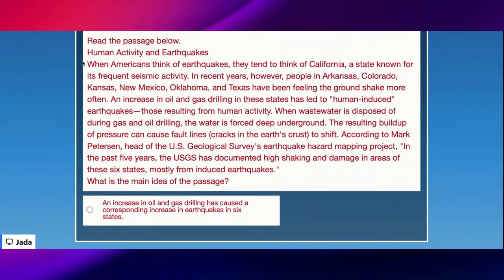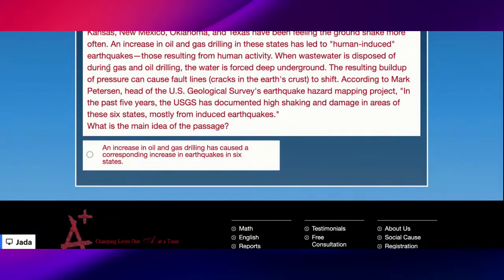So when Americans think of earthquakes, they tend to think of California, a state known for its frequent seismic activity. In recent years, however, people in Arkansas, Colorado, Kansas, New Mexico, Oklahoma, and Texas have been feeling the ground shake more often. An increase in oil and gas drilling in these states has led to human-induced earthquakes, those that result from human activity. When wastewater is disposed of during gas and oil drilling, the water is forced deep underground. The resulting build-up of pressure can cause fault lines, cracks in the Earth's crust, to shift.